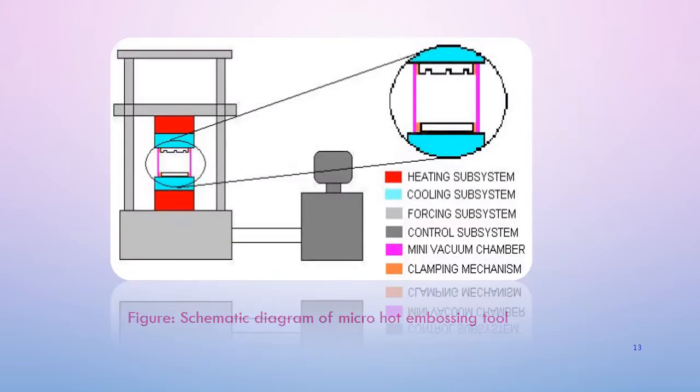Let us see the schematic diagram for the micro hot embossing tool. There will be a heating subsystem on the bottom and top part, and then there is also a cooling subsystem, and here is the die for the embossing. There will be a mini vacuum chamber over here for the air to be taken out of the area where we want to perform the embossing. Other than that, we also have a forcing subsystem, control subsystem, and also clamping mechanism.